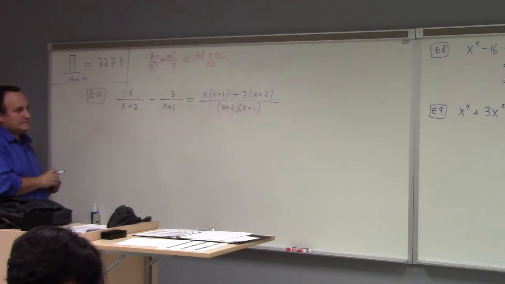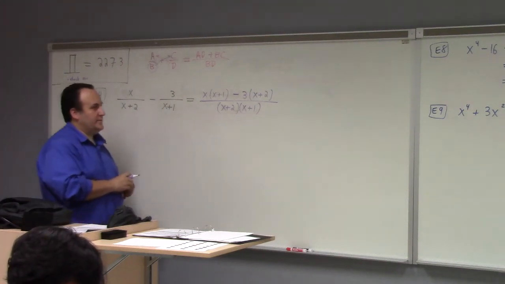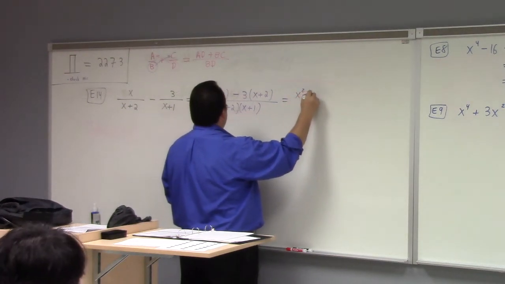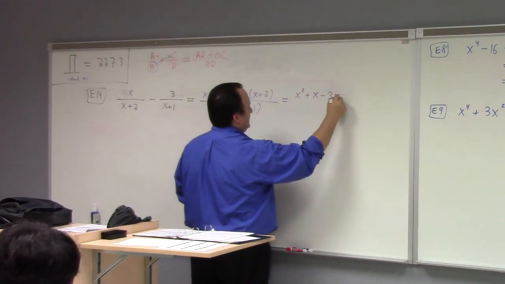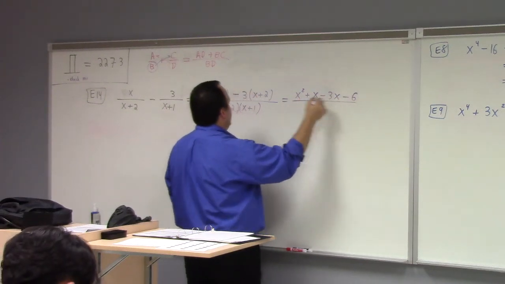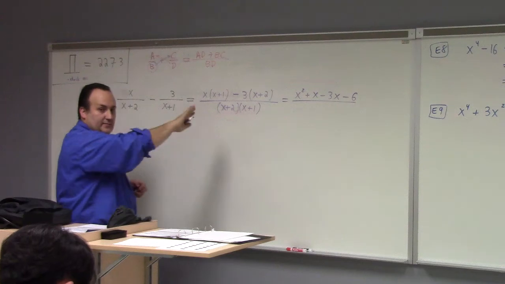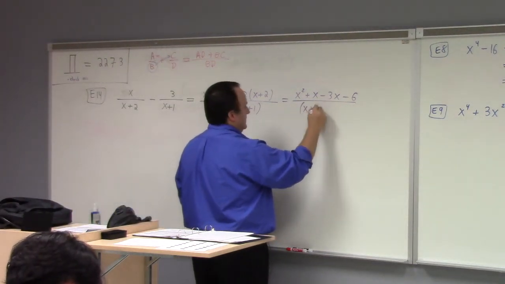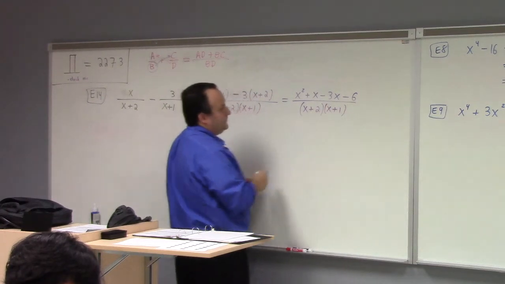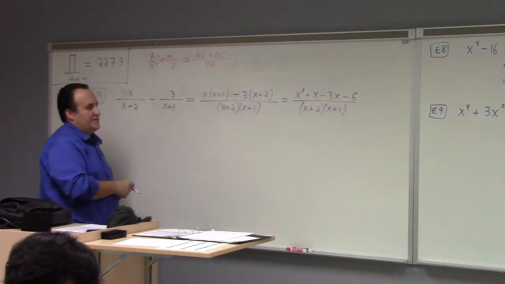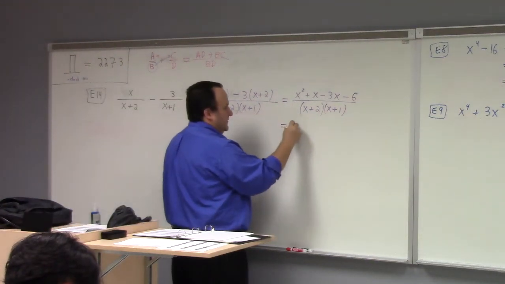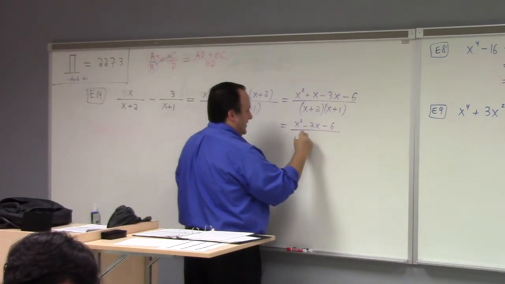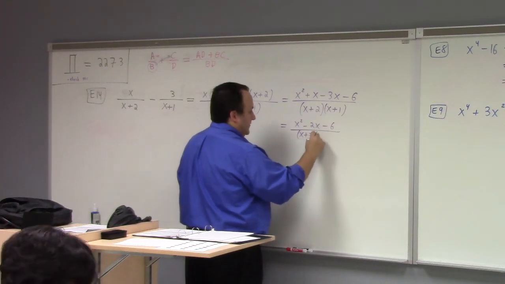Can we simplify this? I think we can do a little bit more here, right? This is x squared plus x minus 3x minus 6. Be careful to distribute the minus, and you have to multiply it out, right? X plus 2, x plus 1. And so what's that upstairs? We've got x squared minus 2x minus 6 divided by x plus 2 times x plus 1.